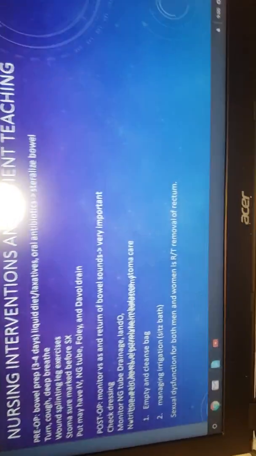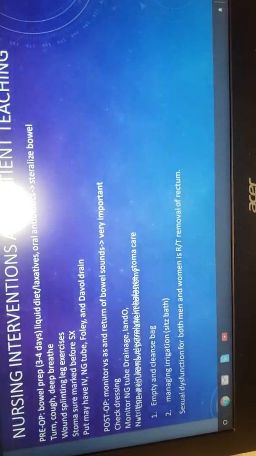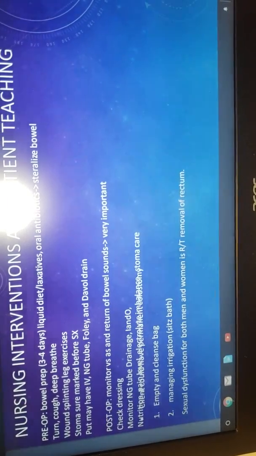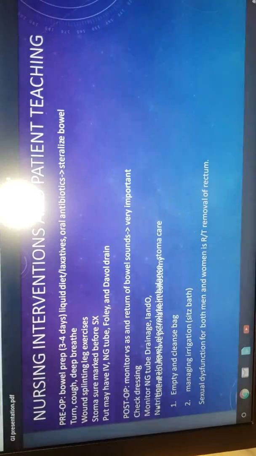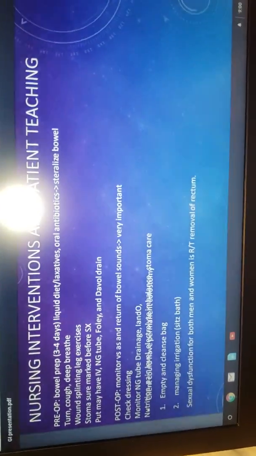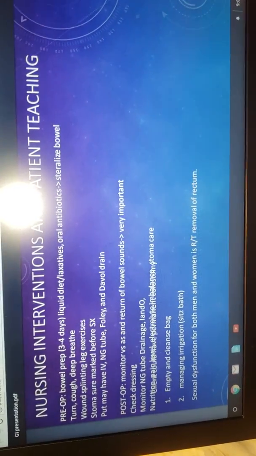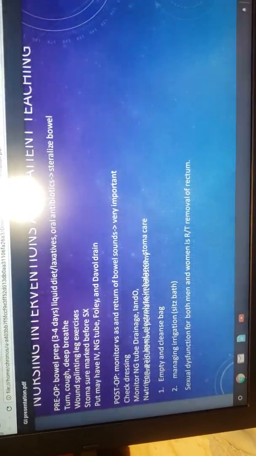And this little tidbit at the bottom, sexual dysfunction for both men and women related to removal of the rectum. I just thought that was kind of interesting. But I don't know, I just put it in there because I thought it was interesting. That if they remove the whole rectum, you could have a sexual dysfunction. But, okay. Moving on.